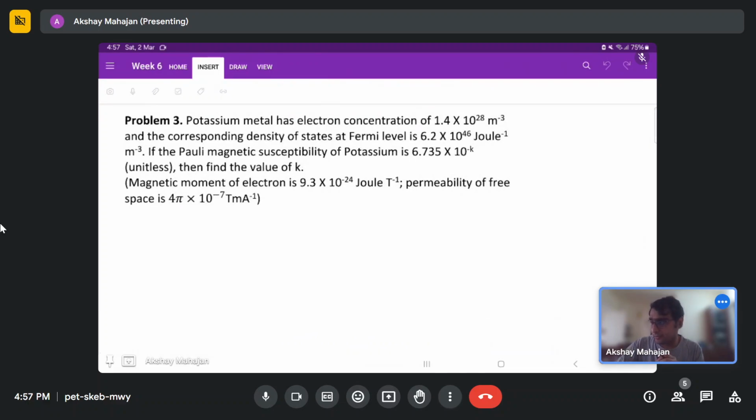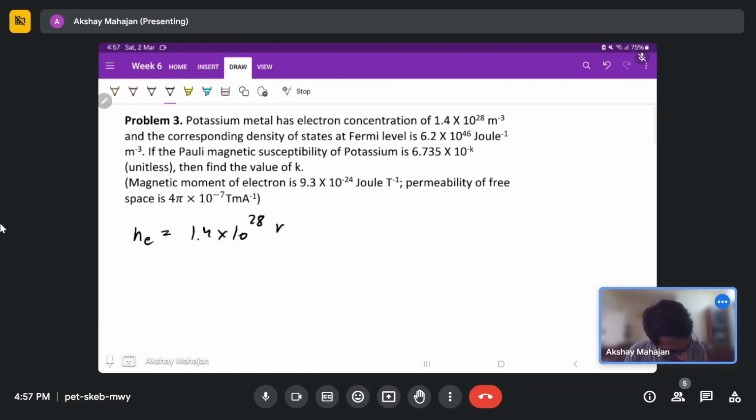Alright, so for this problem, what we are given is the electron concentration, which is 1.4 times 10 to the power 28 per meter cube, and then the density of states at the Fermi energy, at the Fermi level, is given to us as 6.2 times 10 to the power 46 joule inverse per meter cube.